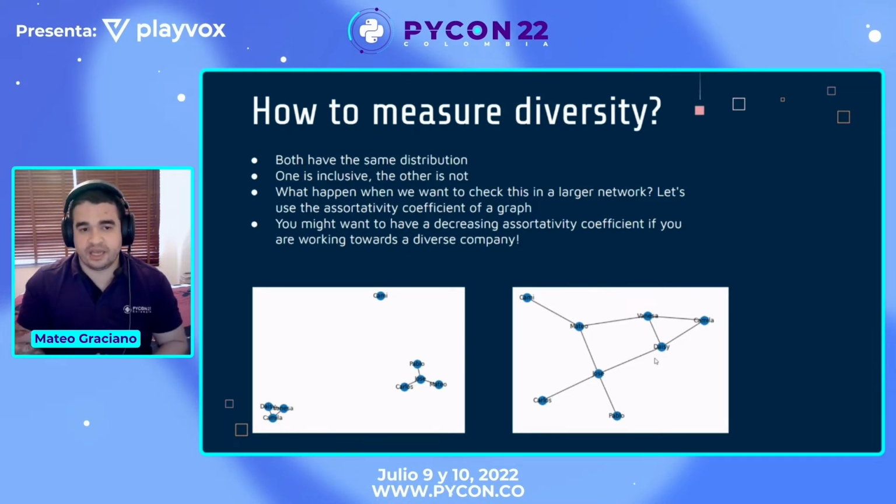And again, if you are going to learn something from this presentation, please learn that the solution for diversity is not looking only at the gender distribution. No, you will have to look at other metrics such as the assortativity coefficient.